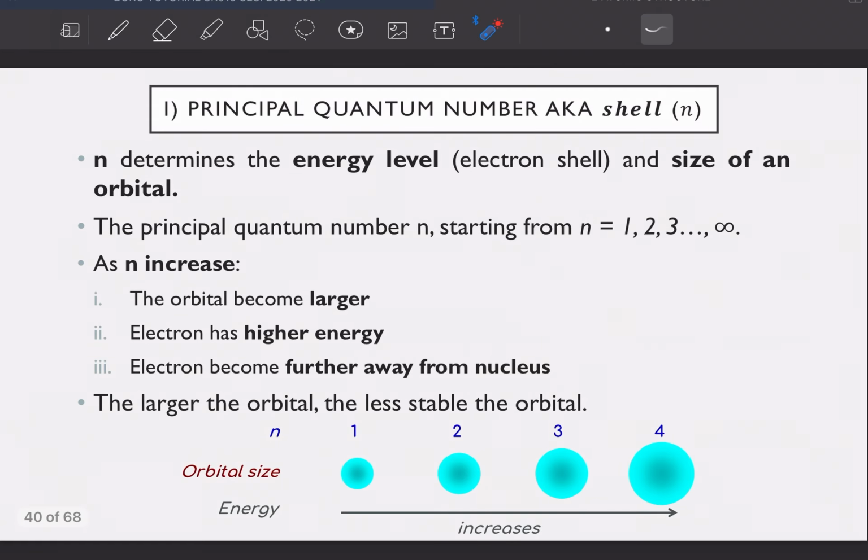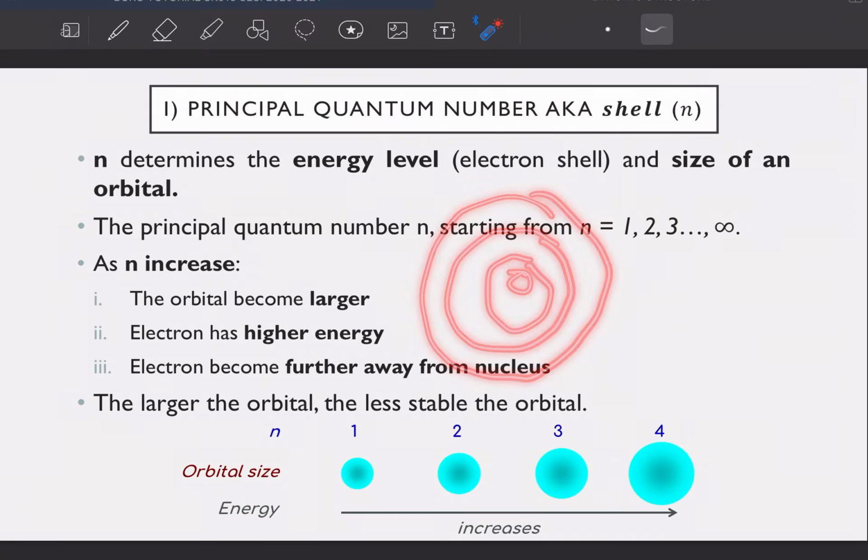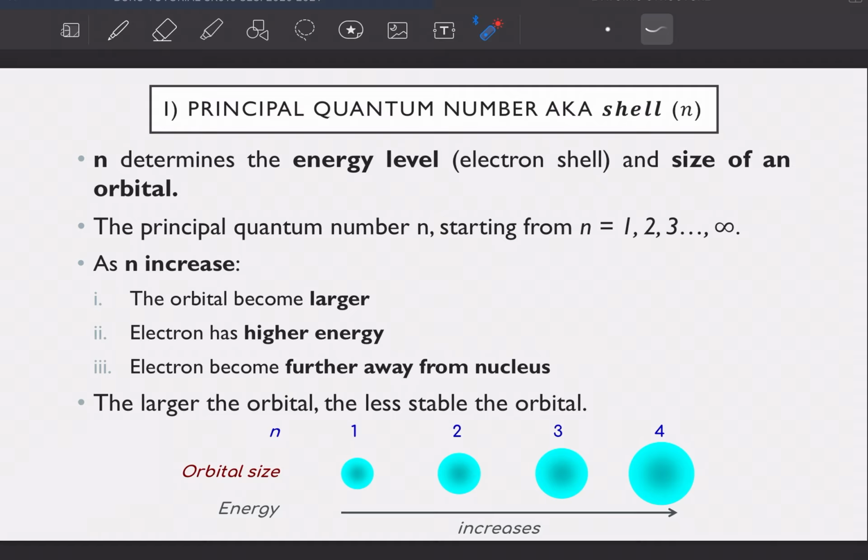Okay, so let's look at the first quantum number, which is principal quantum number ataupun shell basically with the symbol n. So principal quantum number will determine the energy level, okay, ataupun the electron shell and size of an orbital. Okay, so n will tell you the size of your orbital and the energy level. Okay, so you can have n starting with 1, bukan 0, okay, 1, 2, 3 and infinity. So as your n increases, the orbital becomes larger because n is basically the shell kan. So lebih banyak shell, then your orbital will become larger lah.